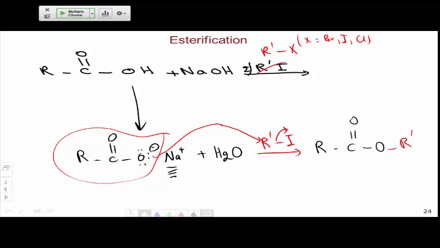No phenyl halide. No vinyl halide. So as you can see, whenever I have a substitution reaction and there is a nucleophilic attack on an RX, the R prime X, not tertiary, not phenyl, and not vinyl.